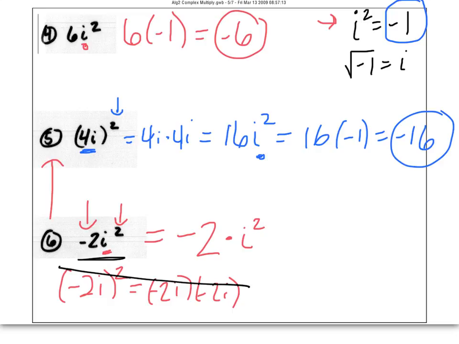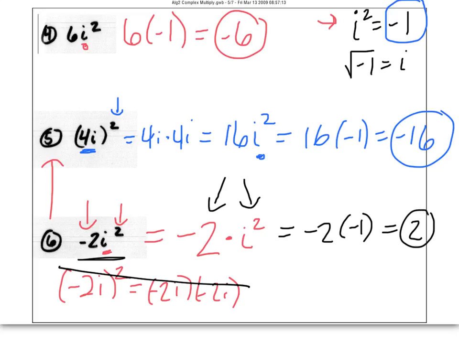So this is not the case. So let's go back up here. We have negative 2i squared, or negative 2 times i squared. Remember, i squared is negative 1. So negative 2 times negative 1 would simplify to the number 2. You really want to be careful between 4, 5, and 6 and how they're different, and just be cautious in those types of problems.